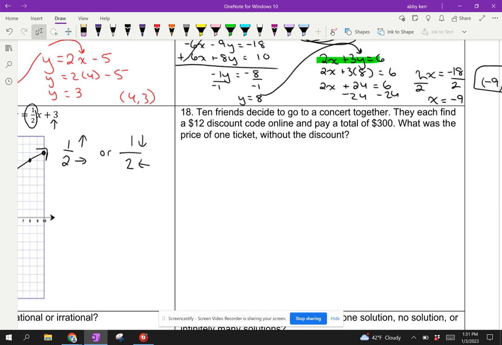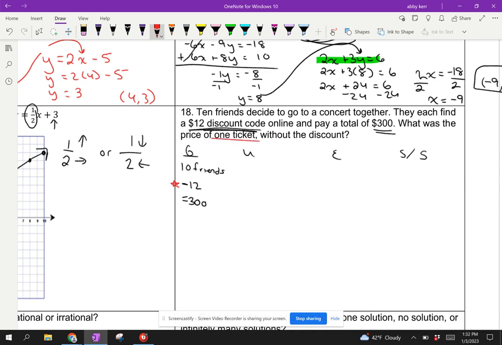So number 18 is a word problem. So I'm going to use the GUESS method. So our given, we have 10 friends. They get a discount code. So each of those 10 friends are subtracting $12. And then we have a total of 300. So I'm going to put a star next to that minus 12, because not only one ticket got it, but all 10 got it. So we're going to have to do something with that.